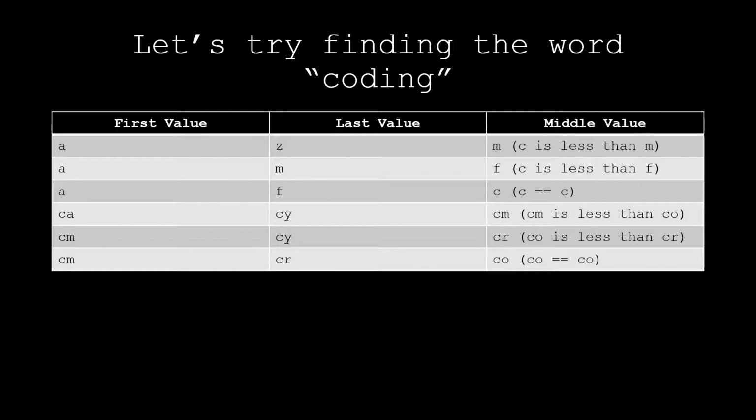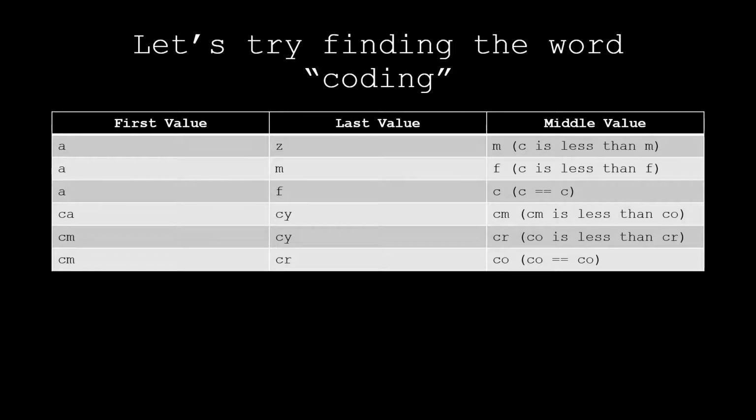So now our first value is A and the last value is M, because we know it's in between. So we find the middle value again, and that's F. And we know that C comes before F. So we again move the last value to F, because we know our word is between A and F. Then the middle value is C, and C is equal to C. So now you got to the C section.